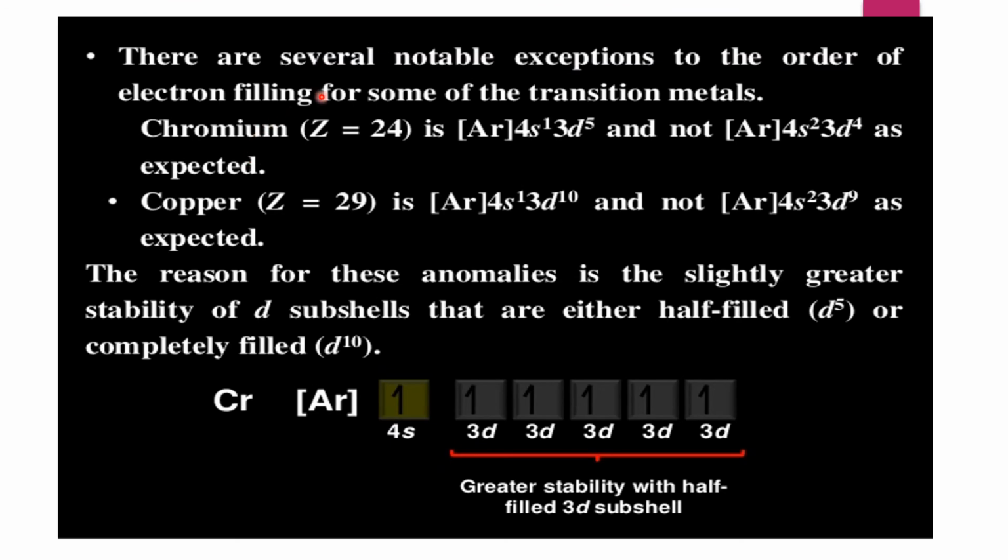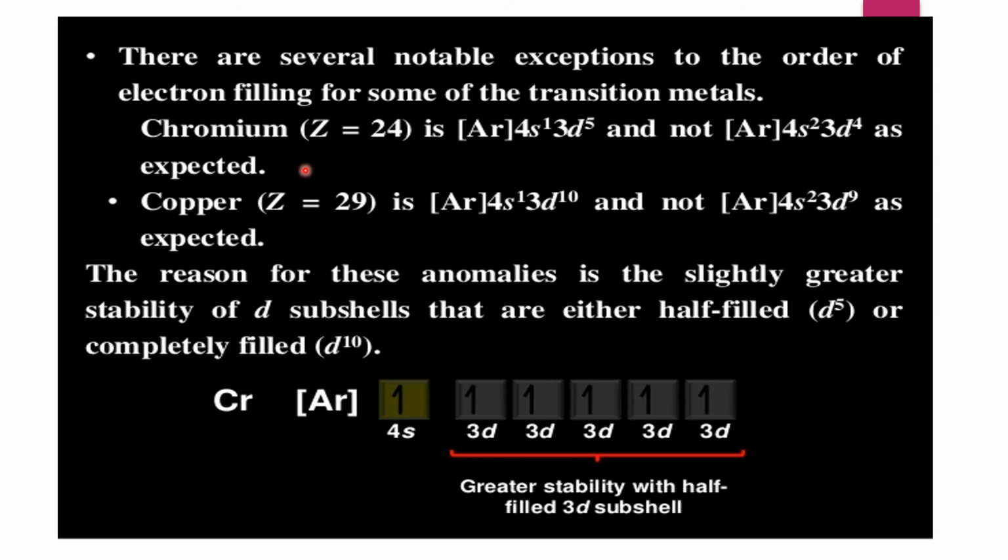There are several notable exceptions to the order of electron filling for some of the transition metals. Here we have learned that electron filling has to be followed in a regular pattern, that is, filling up of the lowest energy level first, second, third and then fourth and so on. And within the energy level also, s, p, d, f has to be followed, obeying the n plus l rule. But there are certain notable exceptions, for example, chromium and copper.